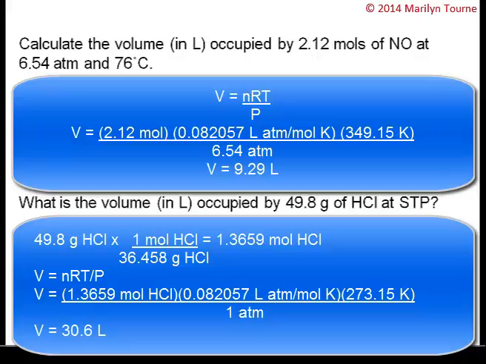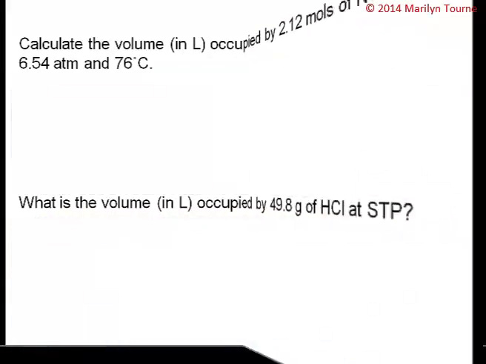So you would say 49.8 grams of HCl, use the molar mass to convert to moles, and that gives you 1.3659 moles of HCl. Then you use that number and plug that in to your equation. 1.3659 moles of HCl times 0.082057 times the temperature. The temperature is 273 Kelvin because it's at standard temperature and pressure. And then you divide all that by the standard pressure, which is 1 atm. And if you multiply and divide all that out, you get 30.6 liters. All right, let's move on.